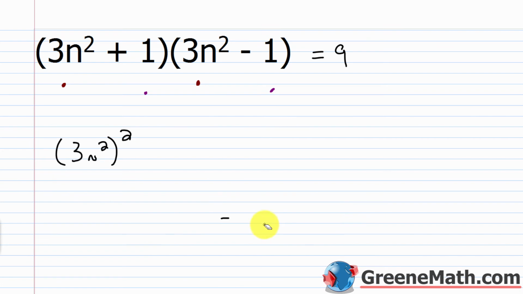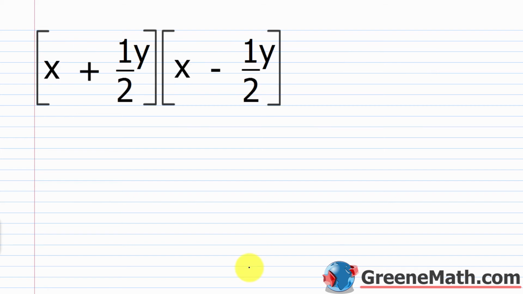Again, this is found using the power to power rule. So I just take the base and leave it the same, and I multiply the exponents. So 2 times 2 would be 4. So this is n to the 4th power. Then I'm subtracting away. I have this term here, the second term, and that's going to be squared. 1 squared is 1. So we end up with 9n to the 4th power minus 1.